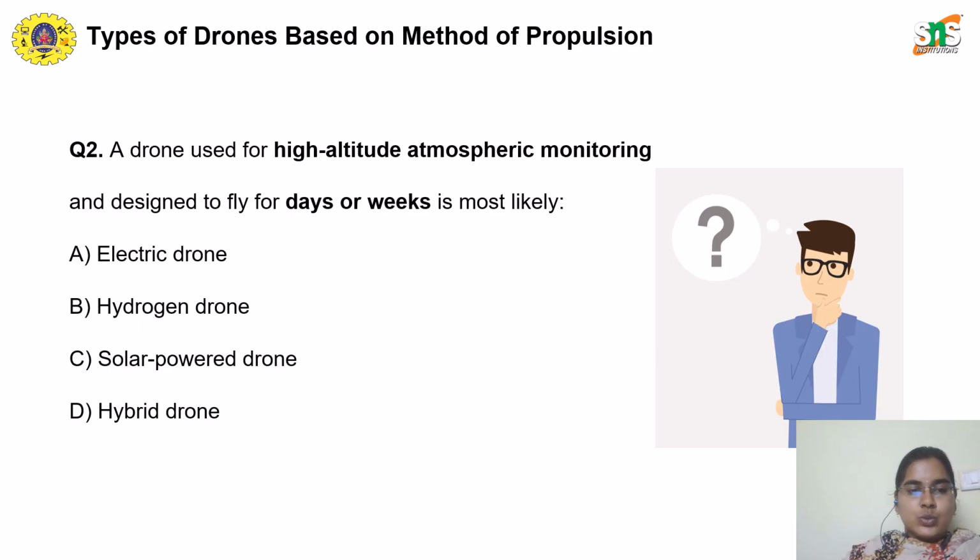Now we get into the brainstorming session. A drone used for high-altitude atmospheric monitoring and designed to fly for days or weeks is most likely which type? Recall, it should be used for days or weeks. If it is 2 to 4 plus hours, we can go for hybrid mode, but if it is days and weeks, we should obviously go for the solar power drone.